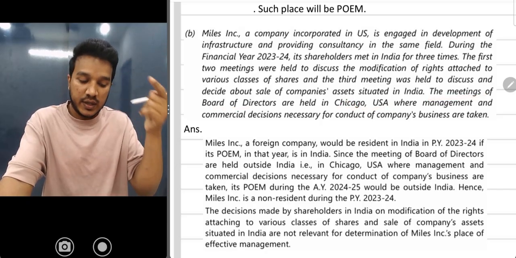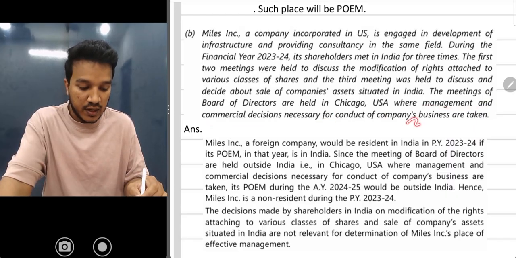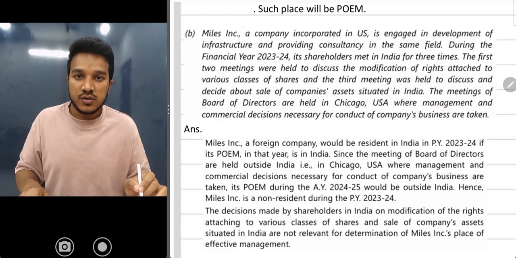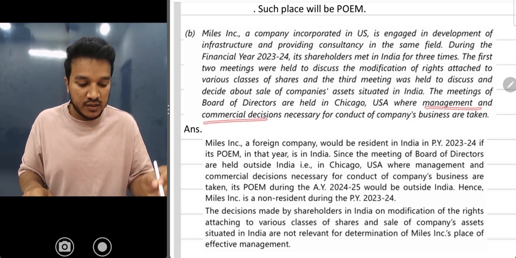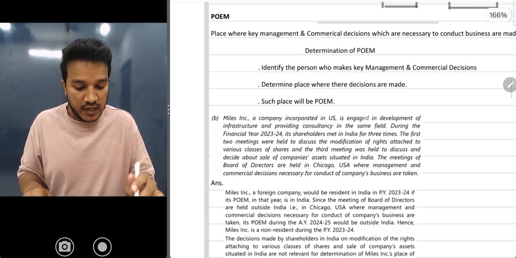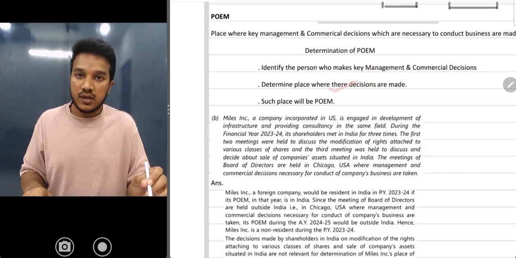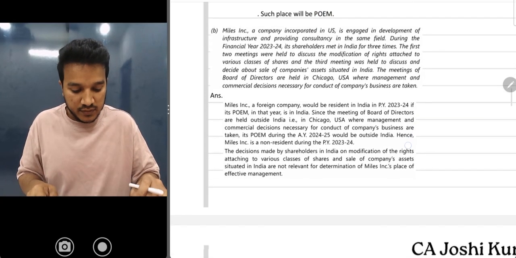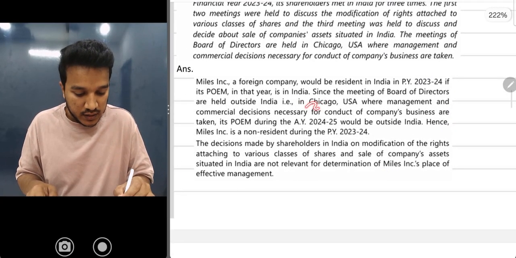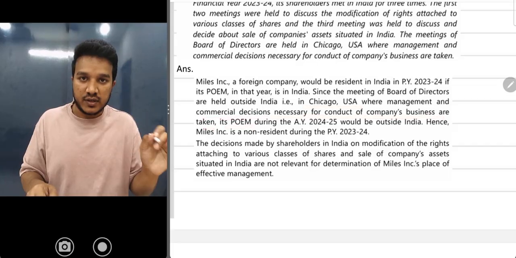It was held in Chicago, in Chicago, USA, where management and commercial decisions necessary for conduct of business are taken. Understood? So in Chicago, they are making management and commercial decisions. If you see the formula, you should identify the person who makes key management and commercial decisions. Determine the place where those decisions are taken. That is in Chicago. Such place shall be POEM. Now if you see the answer, they say that it is in Chicago in USA, where management and commercial decisions necessary for conduct of the company's business are taken. That is the place of effective management.